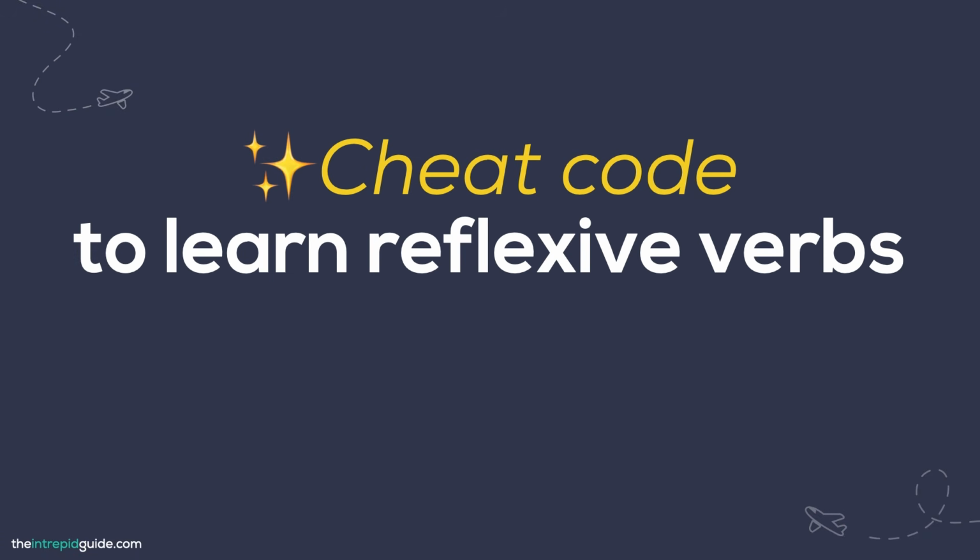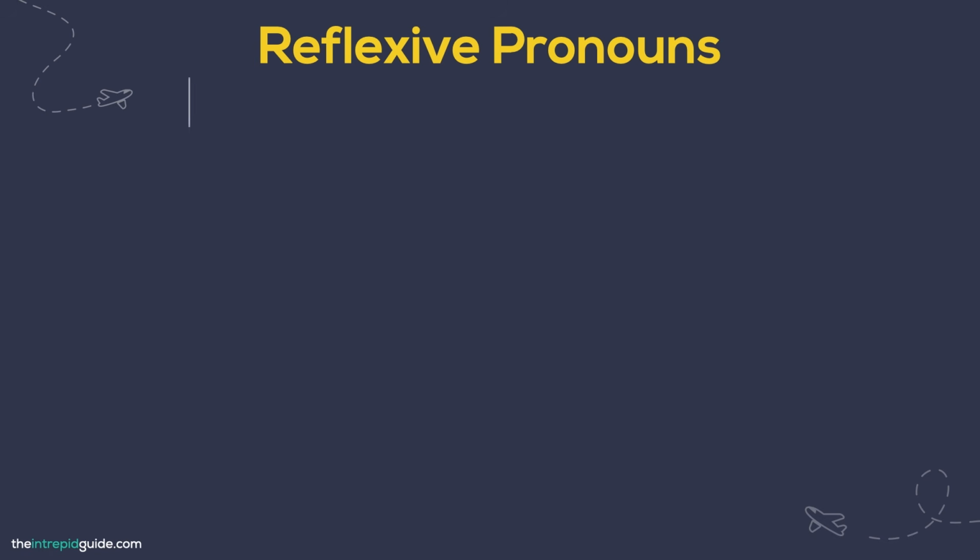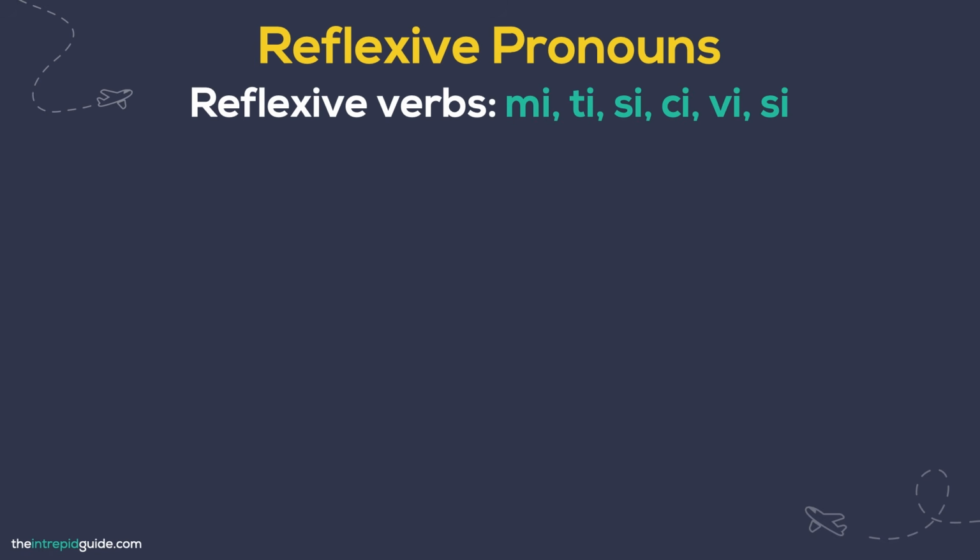Now here's my cheat code to learn reflexive verbs. Reflexive verbs always end in SI in their full infinitive unconjugated form. This is how they appear in the dictionary. Svegliarsi, lavarsi, vestirsi. Now to remember all 6 reflexive pronouns in the right order, here they are. Mi, ti, si, ci, vi, si.